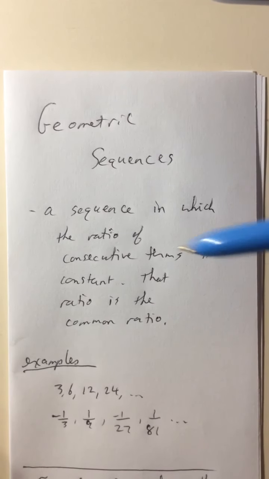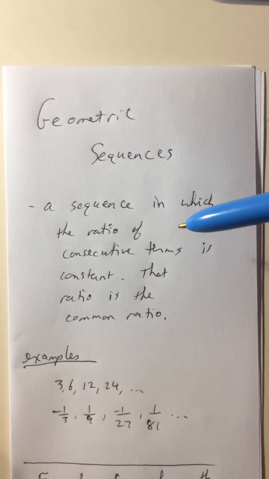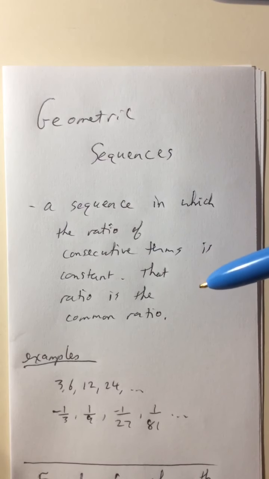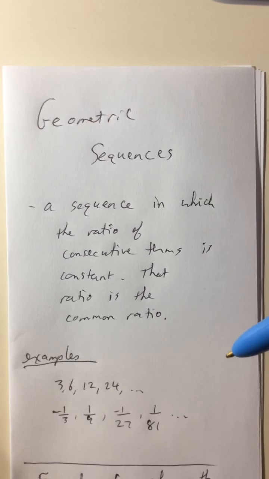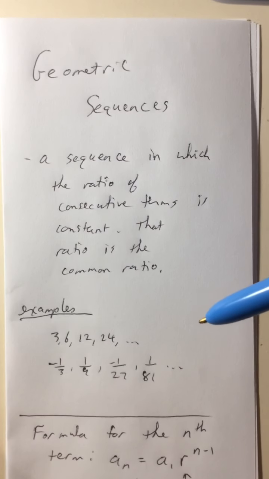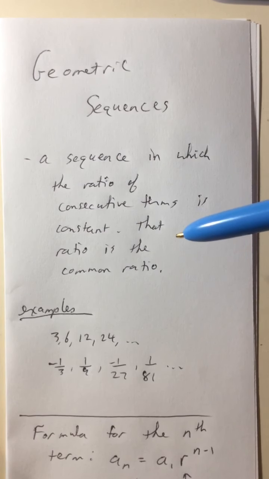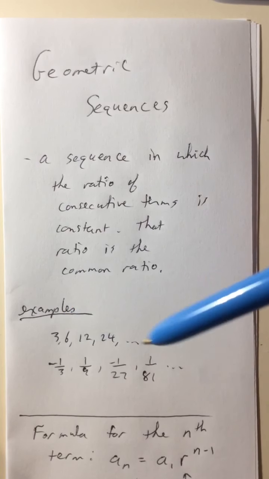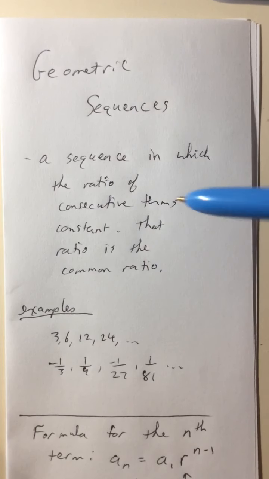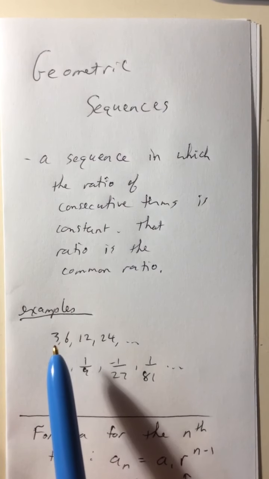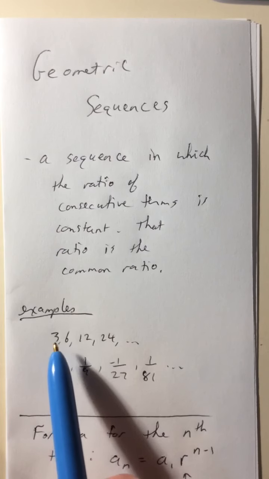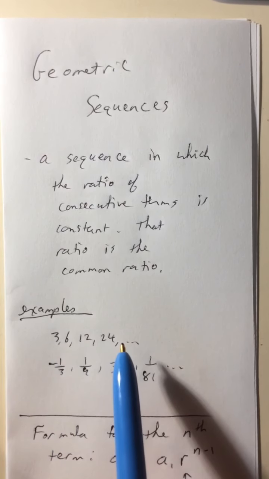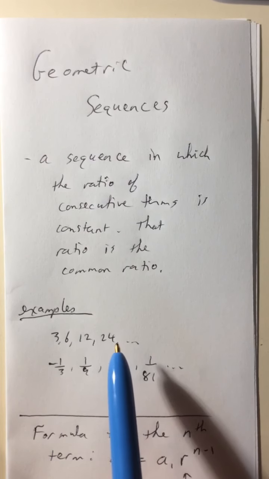Okay, geometric sequence. A sequence in which the ratio of consecutive terms is constant. That ratio is called, cleverly, the common ratio. Let's take a look at a couple of examples. We look at 3, 6, 12, 24, and we look to see if there's a common ratio. From 3 to 6, I could multiply by 2. 6 times 2 is 12. 12 times 2 is 24. Yep, this is a geometric sequence because the common ratio is 2.